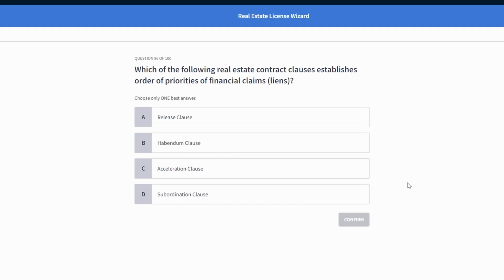All right, next one, 96. Which of the following real estate contract clauses establishes order of priorities of financial claims, liens? A, the release clause, B, the habendum clause, C, acceleration clause, or D, subordination clause. So think that one over.